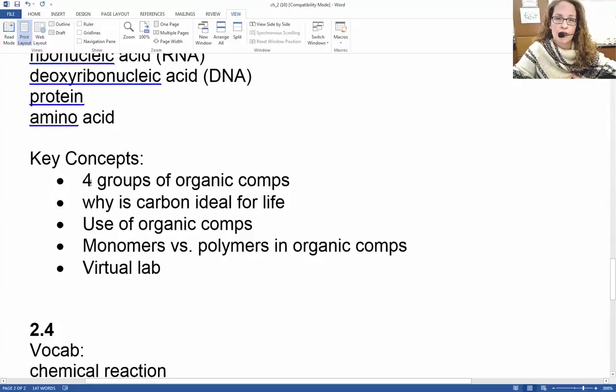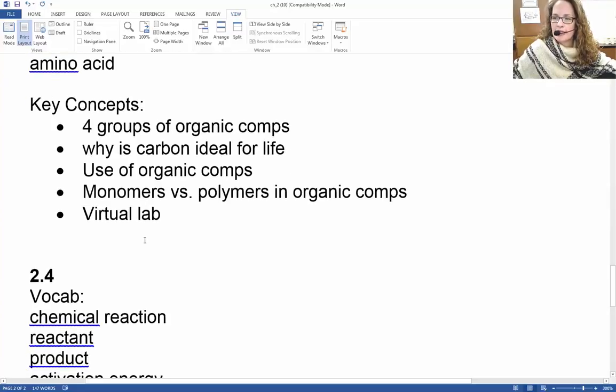You have to know their names, so the 4 groups of organic compounds names. You have to know their function and their monomer versus their polymer. And we also added why carbon is ideal for life. So review that flow chart that we did yesterday.